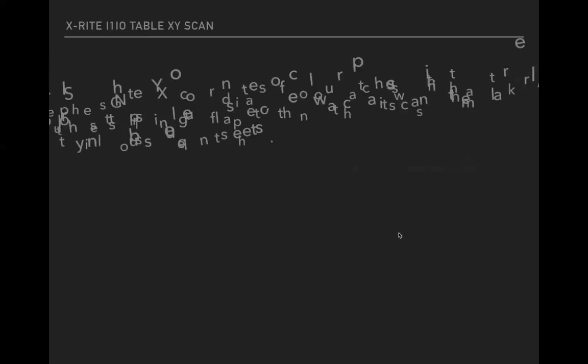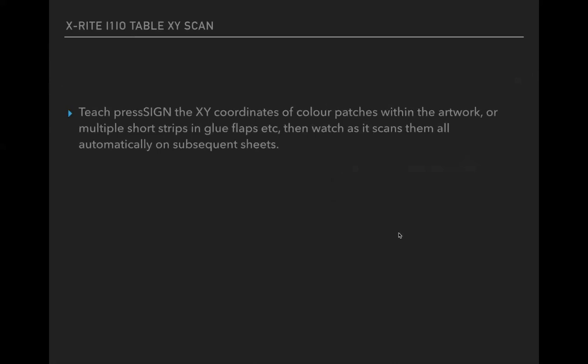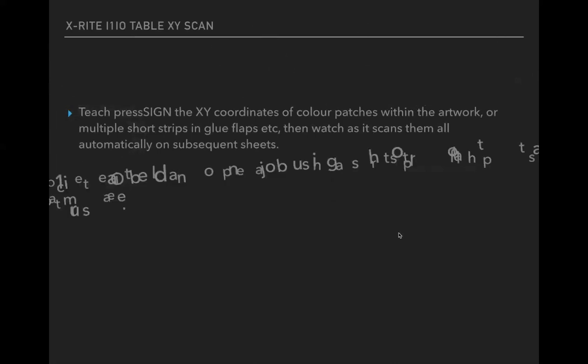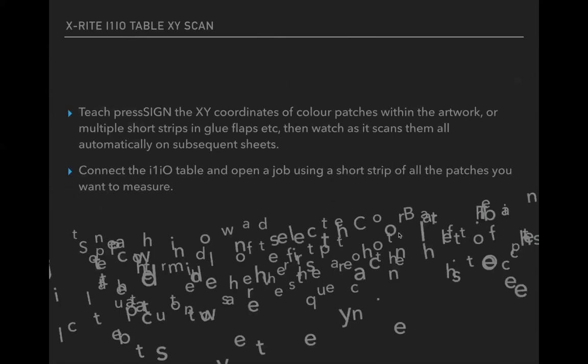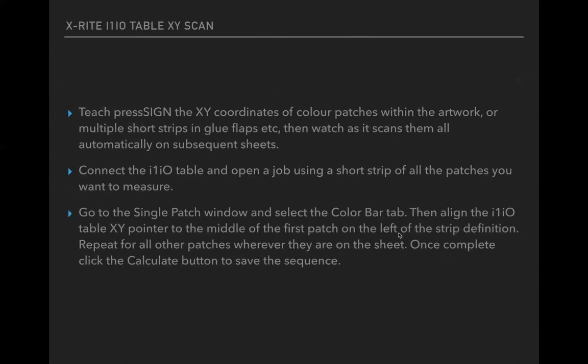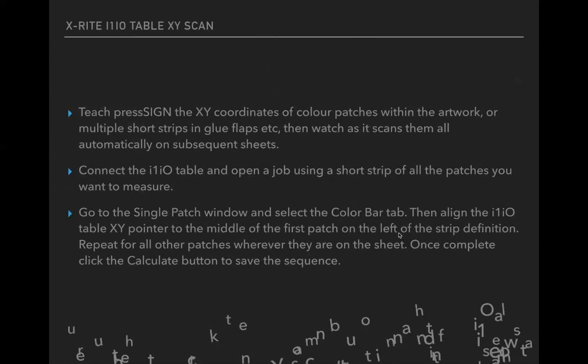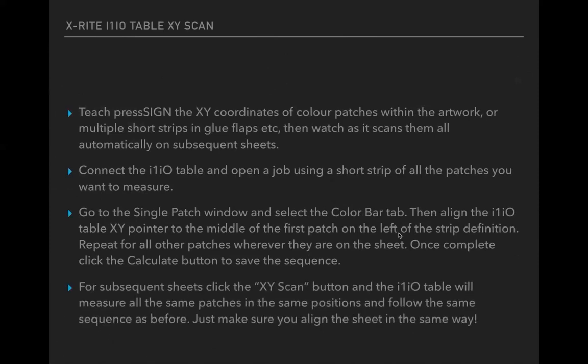Okay, one of the new features for the I/O table support is the XY scan capability. Now, the I/O table has been supported for a number of years, insofar as you could measure a single strip or a chart like a Fogra Media Wedge or a P2P51 chart, something that would take time, which is the classic way of using the I/O table.